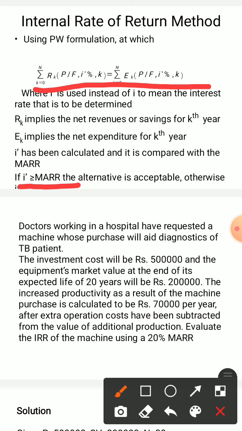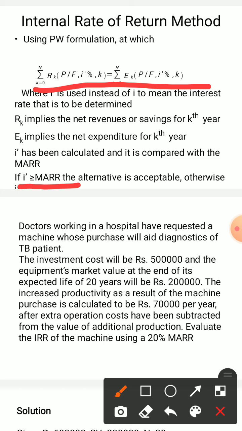When this internal rate of return is greater than the minimum attractive rate of return, MARR, then we can say that the investment is desirable in that particular project. If it is less than MARR, then we can say that the investment is not desirable in that particular project. So we can judge that project by considering this internal rate of return.